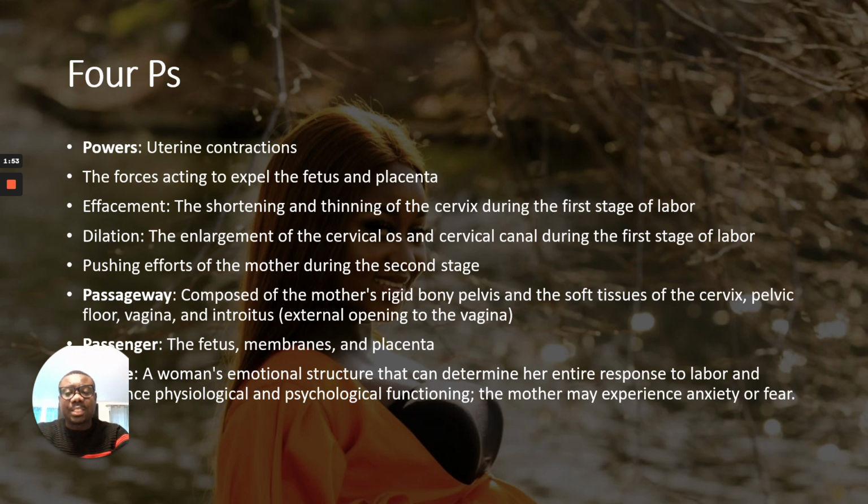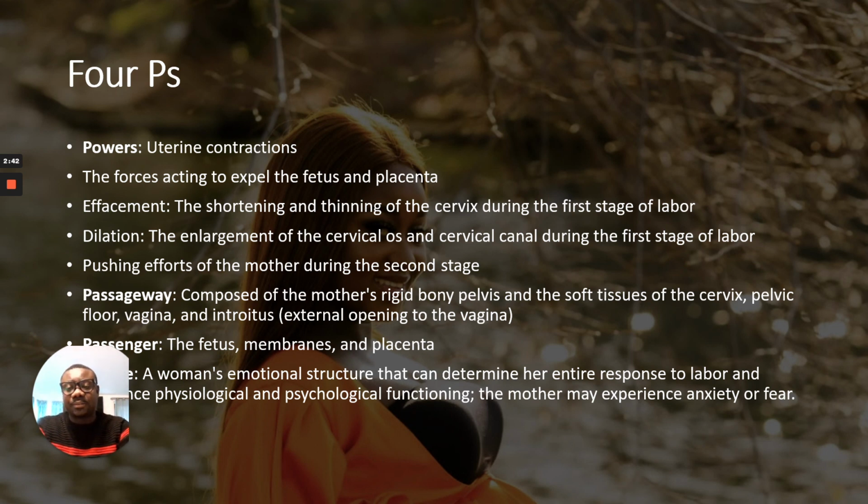In this power, it also has to do with effacement. The power can cause effacement when we are pregnant, and effacement is the shortening and thinning of the cervix during the first stage of labor. We said the cervix can be thicker and long before delivery. When we get into labor, as we progress toward delivery, 2 things happen to the cervix. One, it becomes shorter, and then it becomes thinner. So the thinning and the shortening of the cervix before delivery is referred to as effacement. That effacement is caused by the power.